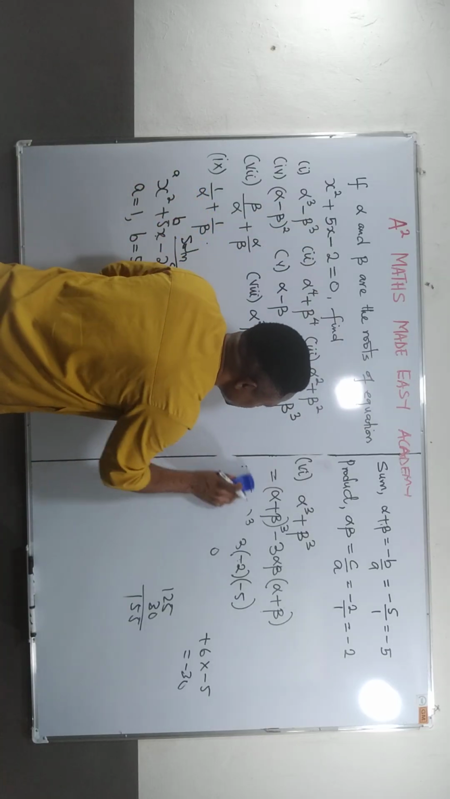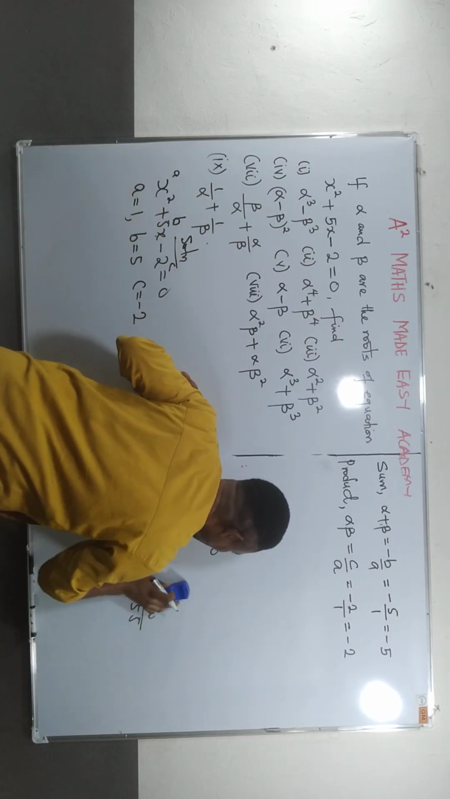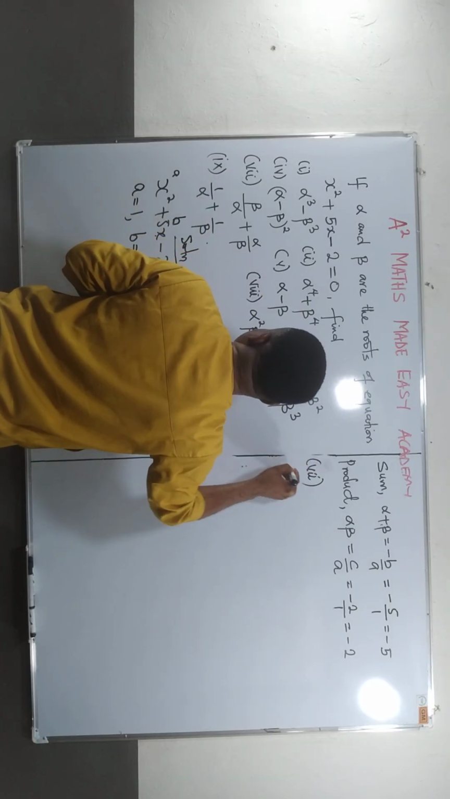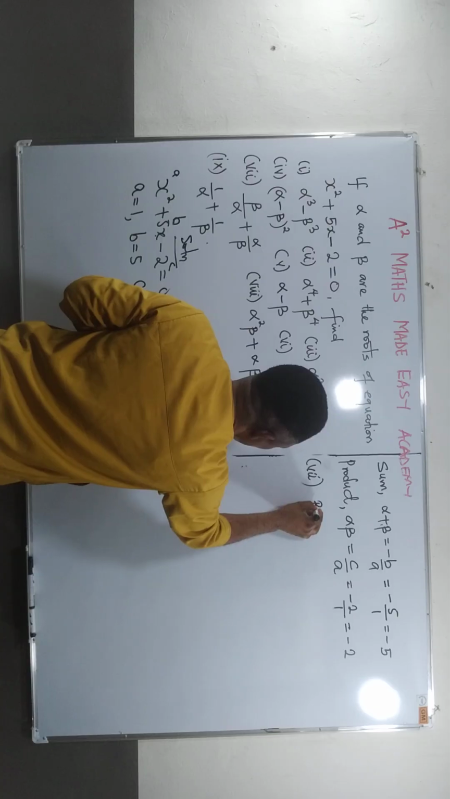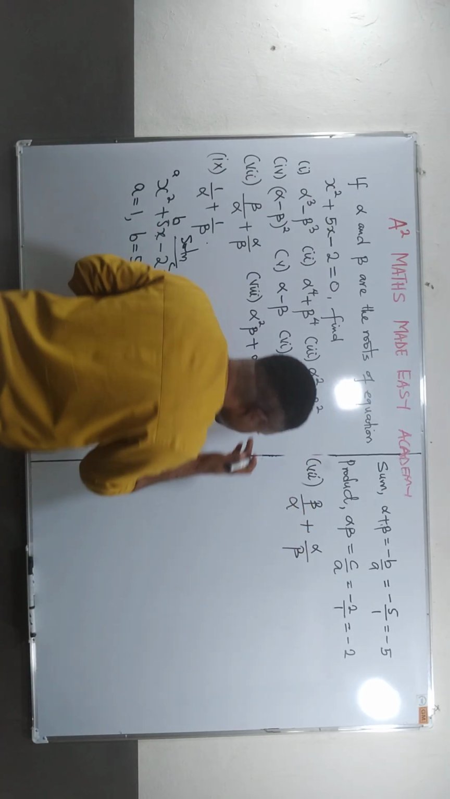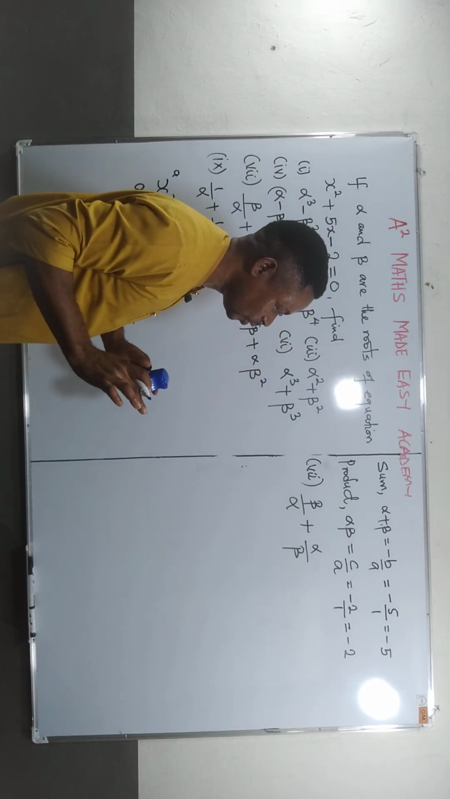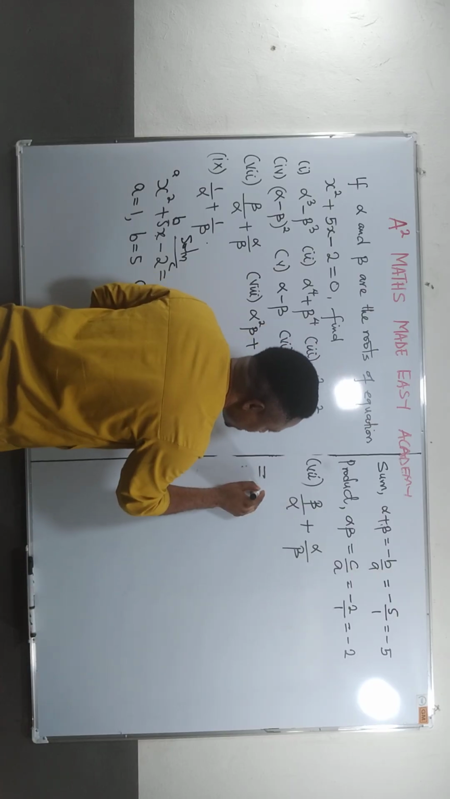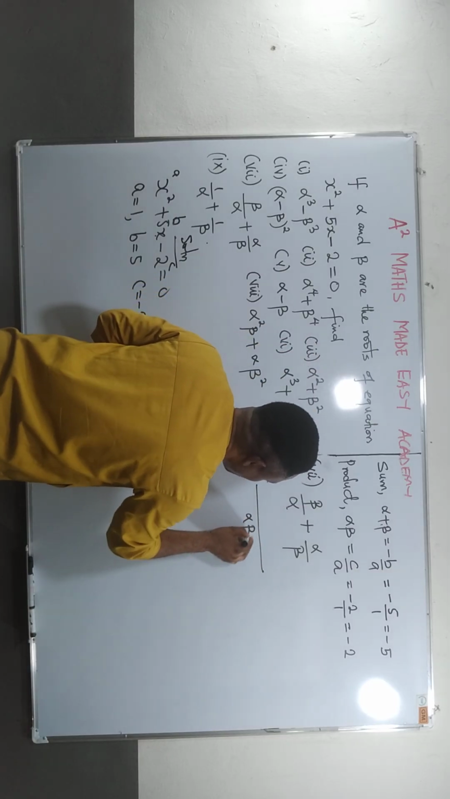Now we move over to the 7th one. Remember, we are taking it small, bit by bit. Now the 7th one is VII. It is given as beta over alpha plus alpha over beta. Now this one has no formula at all, so what you are going to do is to observe the LCM. The LCM here is alpha beta.